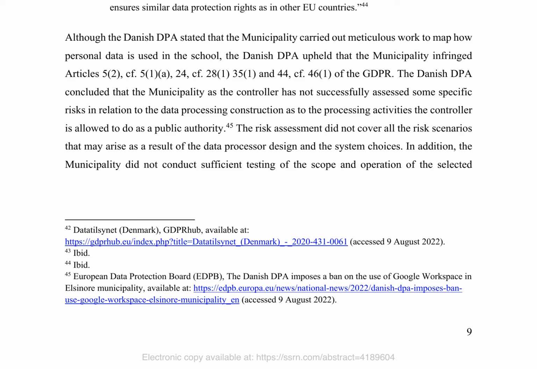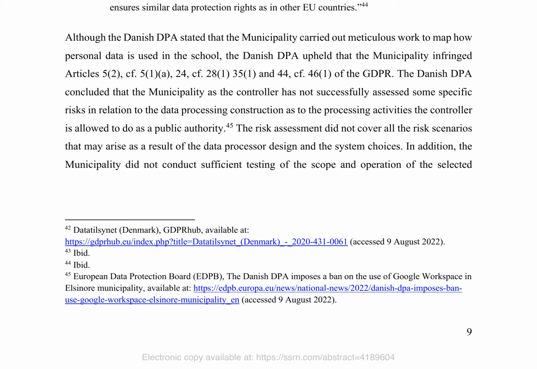The DPA determined that the municipality had not successfully assessed specific risks related to the data processing construction and processing activities as a public authority. The risk assessment was criticized for not covering all possible risk scenarios arising from the data processor design and system choices. Additionally, the municipality did not conduct sufficient testing of the scope and operation of the selected systems.